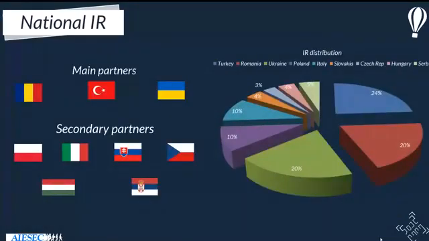National IR. So we're having main partners and secondary partners, but what is the main reason to divide them? We're having main partners: Romania, Turkey, and Ukraine. As you can see from this graph, Turkey is 24% of our goal, Romania is covering 20% of our goal, and Ukraine is also covering 20% of our goal.